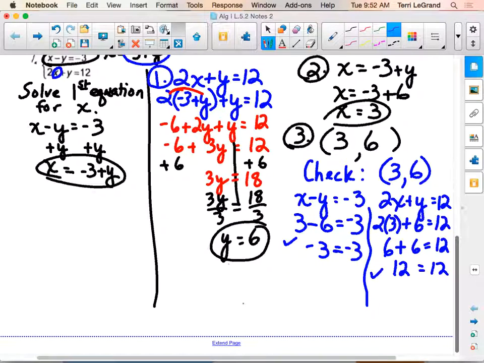And it checks in the other one. So we can feel pretty confident that we have the correct ordered pair where these two lines will intersect on the graph.